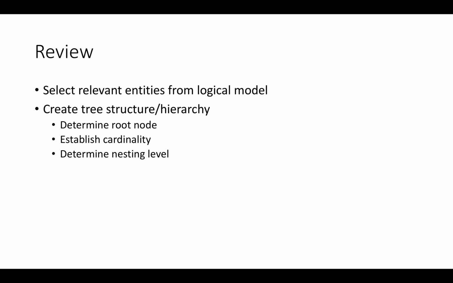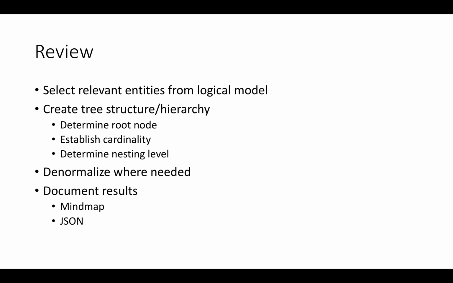So in the way of a review, we've selected the relevant entities from the logical model. We've created this tree structure or hierarchy by determining the root node, establishing the cardinality, and determining the nesting level for each of the entities. We denormalized where it was needed, and then we documented our results, first as a mind map and then as a JSON document.